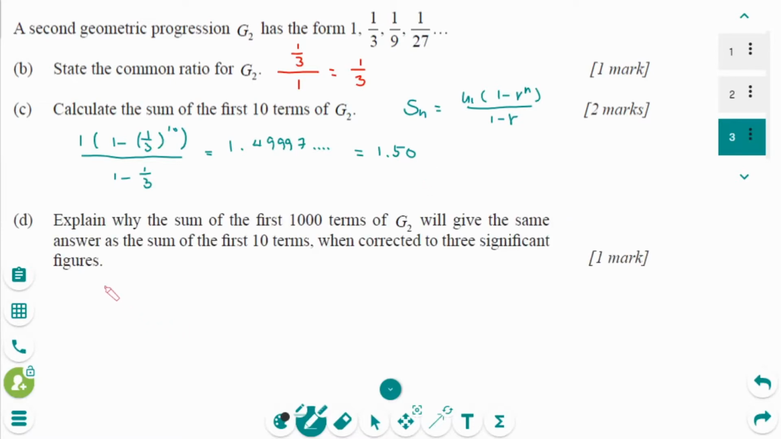In G2, S100 equals 1 times 1 minus 1 over 3 to the power of 100 over 1 minus 1 over 3. Both 1 over 3 to the power of 10 and 1 over 3 to the power of 100 are 0 when corrected to 3SF, so they make no difference to the final answer.